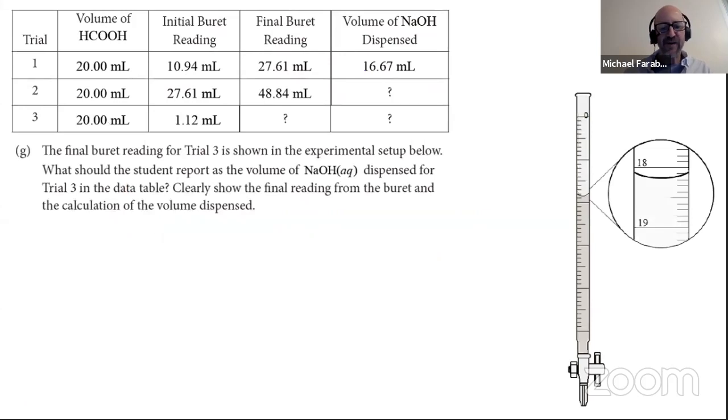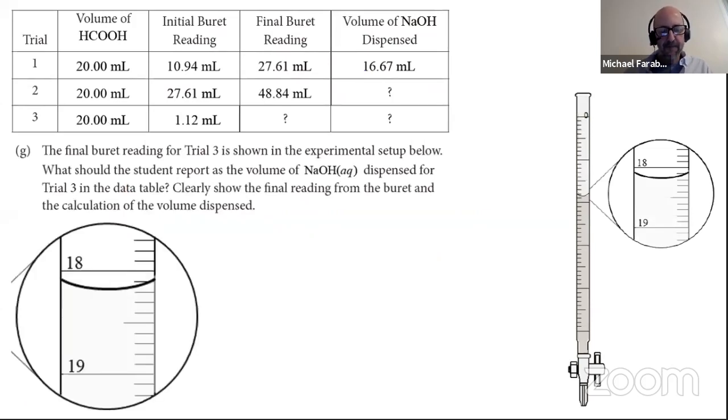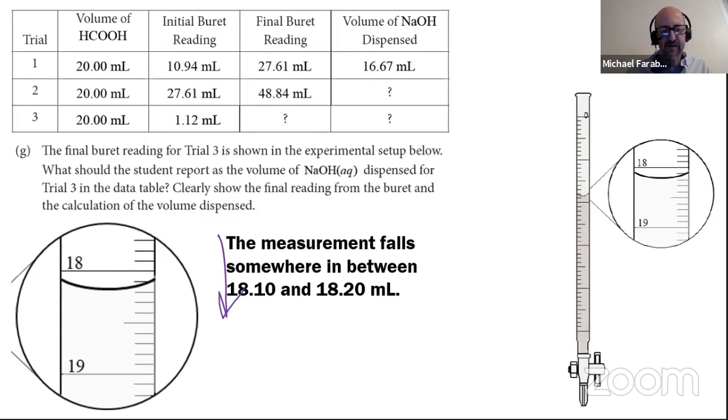All right, so can we read a burette? Well, we're going to read from top to bottom. And that math is going to give us an estimate. We're going to estimate that the bottom of the meniscus falls somewhere between 18.1 and 18.2, and we read this out to the 100th place. So I'm looking for 18.1 something minus the initial burette reading.